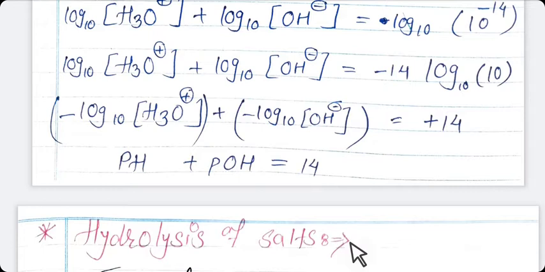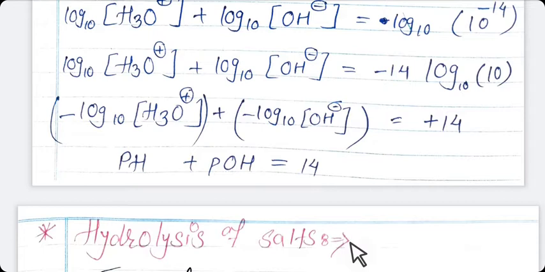So for neutral solution, concentration of hydronium ion is equal to concentration of hydroxyl ion, that's why pH is equal to 7. For acidic solution, concentration of hydronium ion is greater than concentration of hydroxyl ion, that's why pH is lower than 7. For basic solution, concentration of hydronium ion is lower than concentration of hydroxyl ion, that's why pH is greater than 7.